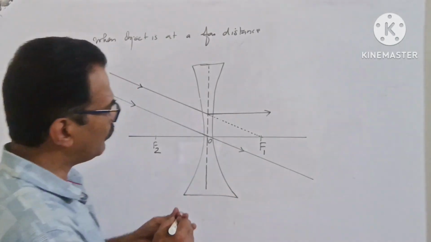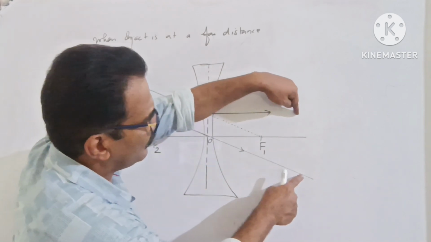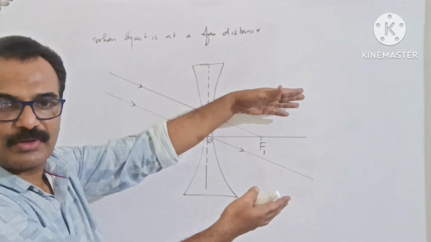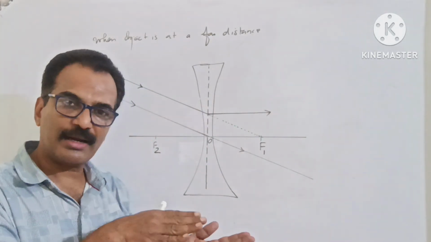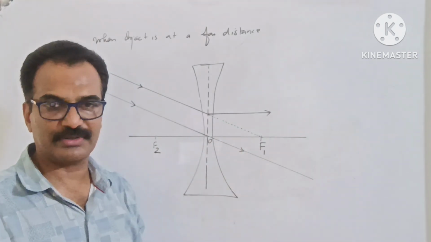Here I have got two rays, one is this one, another one is this. And these rays will go diverging like this. So these rays will not meet, even at infinity. Our assumption is that parallel rays will meet at infinity, but these rays will not meet even at infinity.